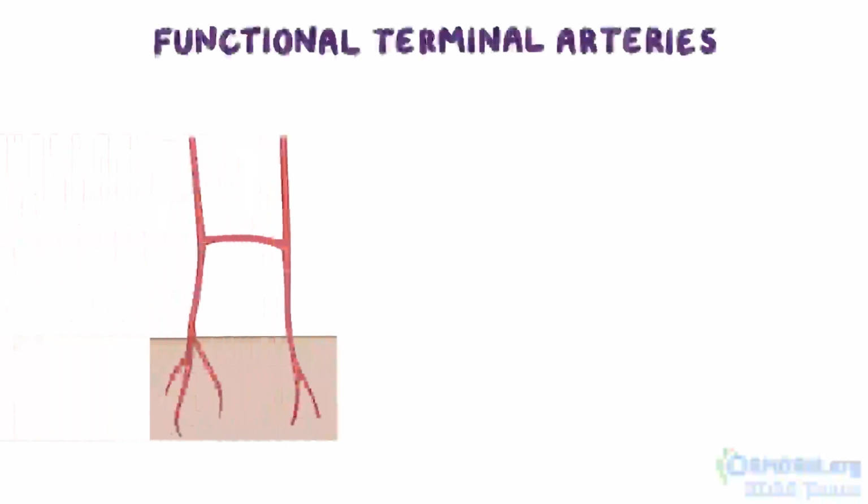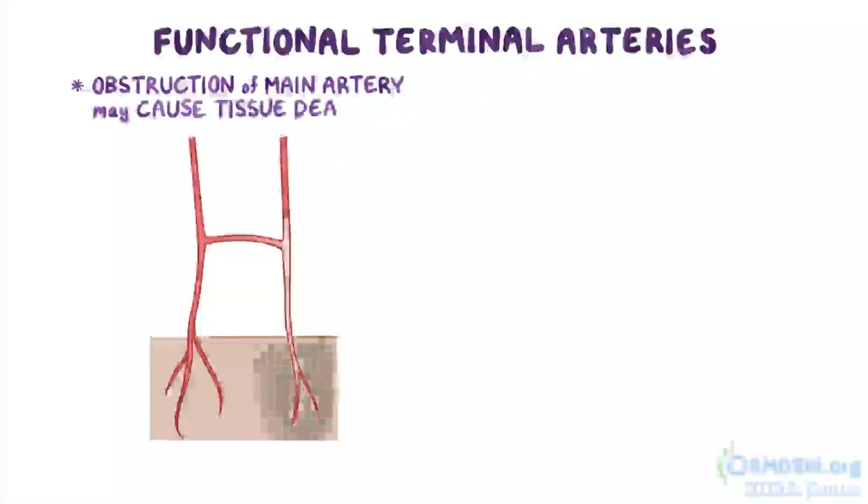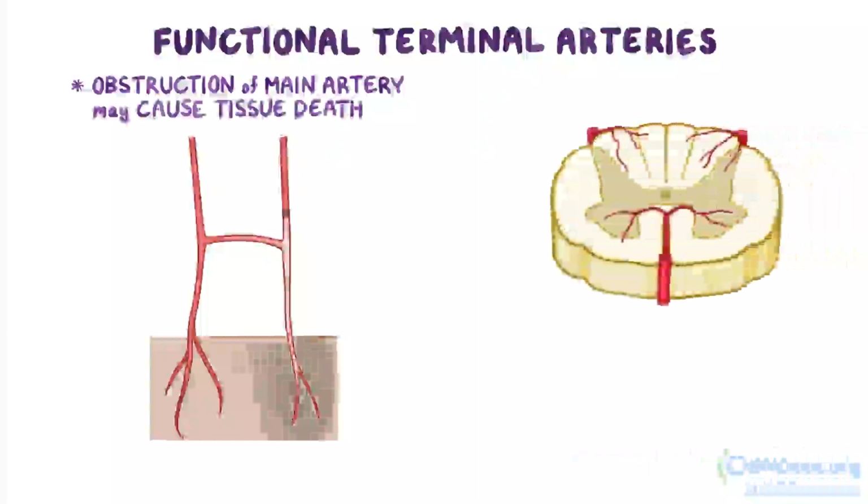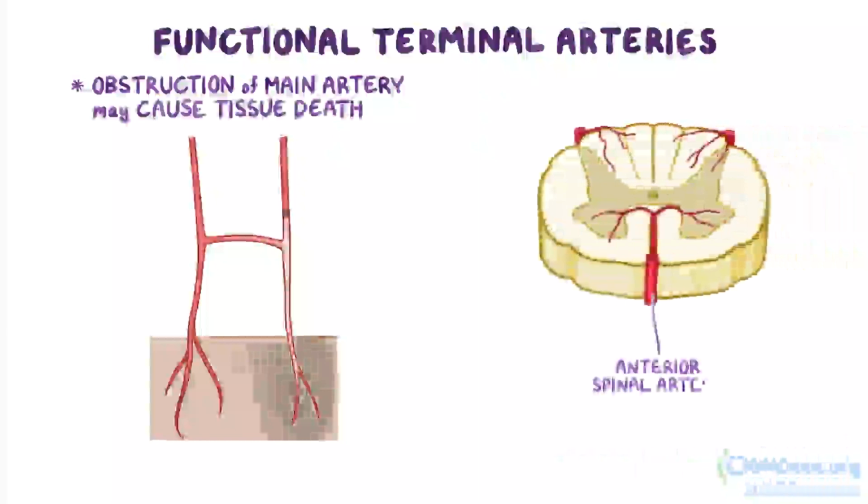Sometimes, blood vessels may form an anastomosis, but it's ineffective or insufficient. These vessels are called functional terminal arteries. Here, an obstruction to the main artery supplying a tissue may possibly cause tissue death. An example of these arteries is the anterior spinal artery, which runs on the anterior aspect of the spinal cord.